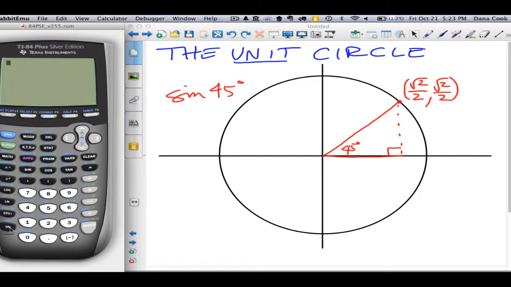Okay. So, of course, I'm going to make sure that I'm in degree mode. Type in sine 45. I almost always close my parentheses, except I can't see them now. Okay. Sine of 45 degrees, 0.7071.